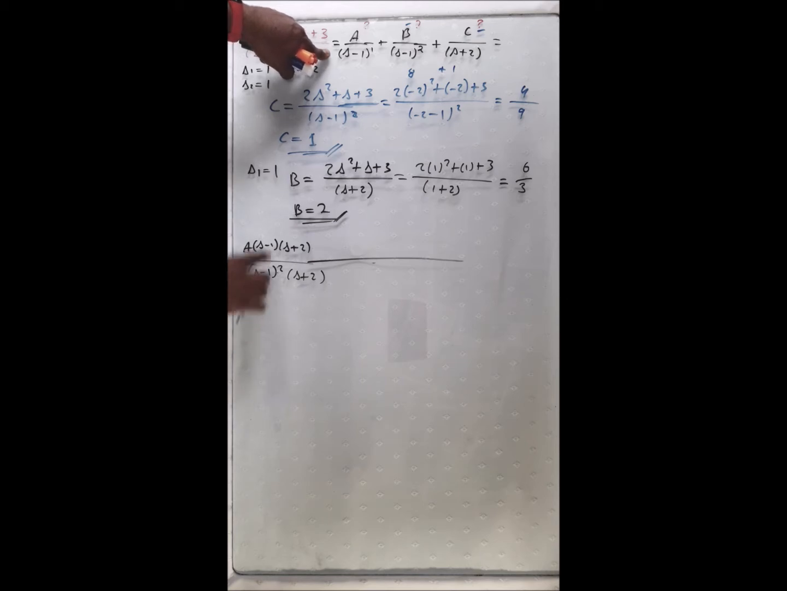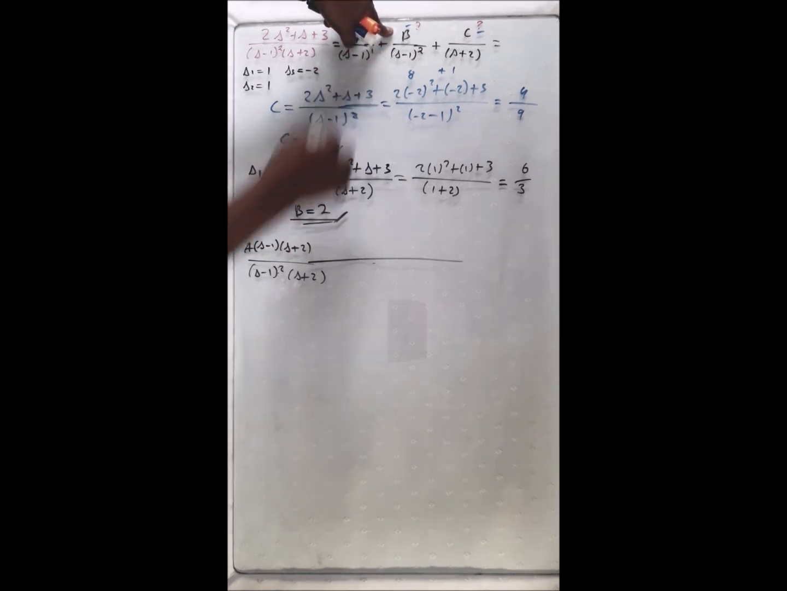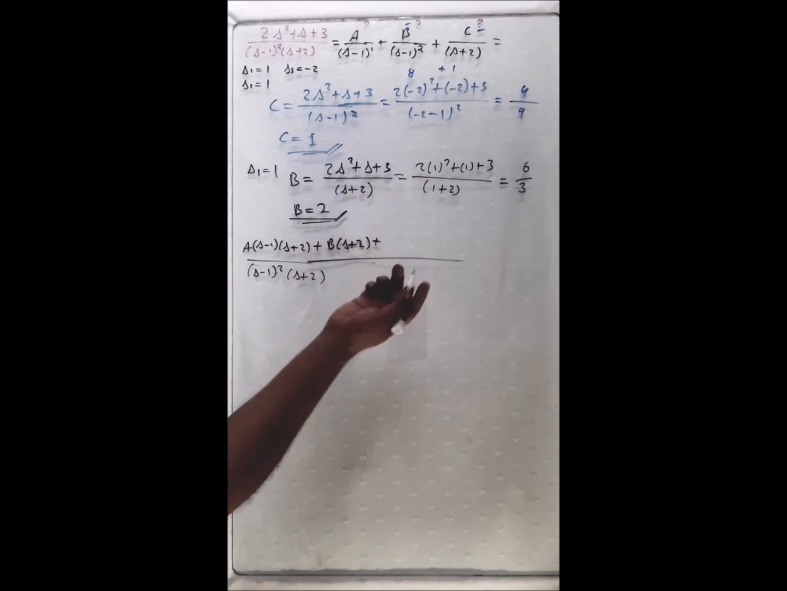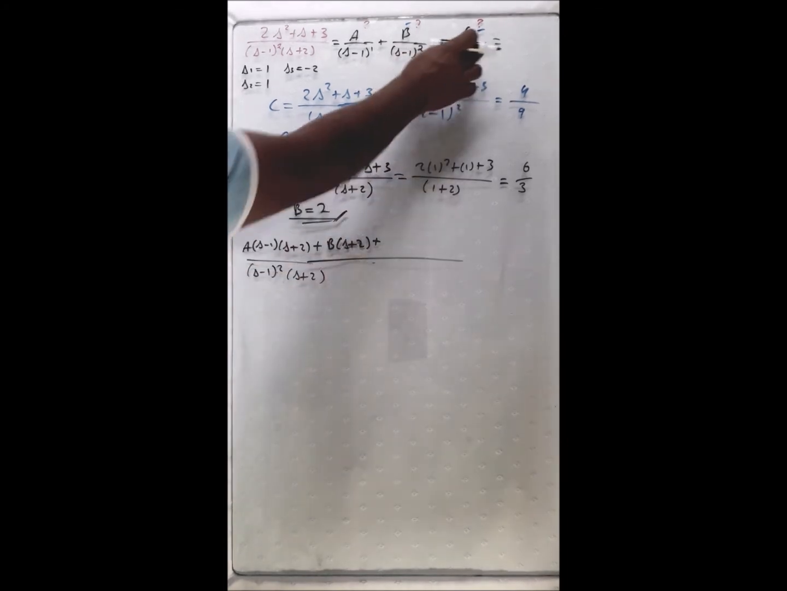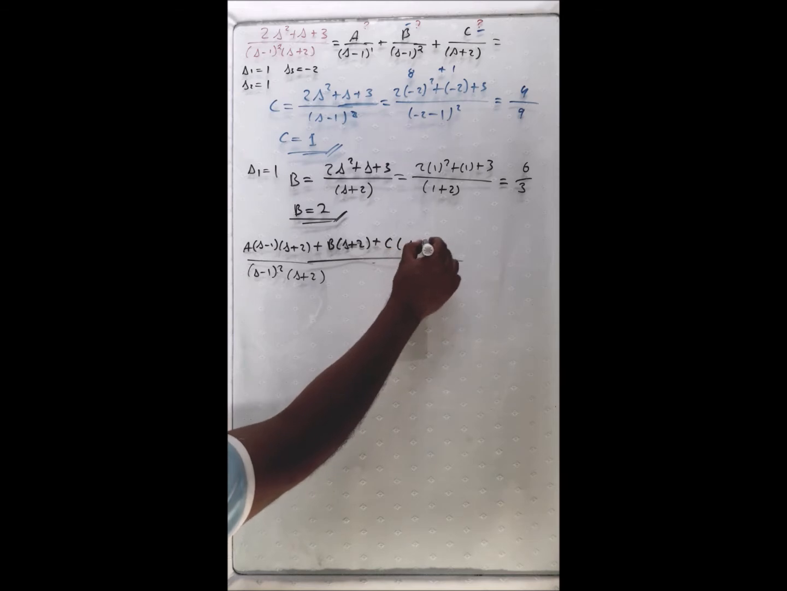So that remaining times the a is s plus 2. Now for this divided by this, the s minus 1 squared cancels. So the only thing left is b times s plus 2, and then plus the c. This divided by this, the s plus 2 cancels. The only thing left is the value of c times s minus 1 squared.